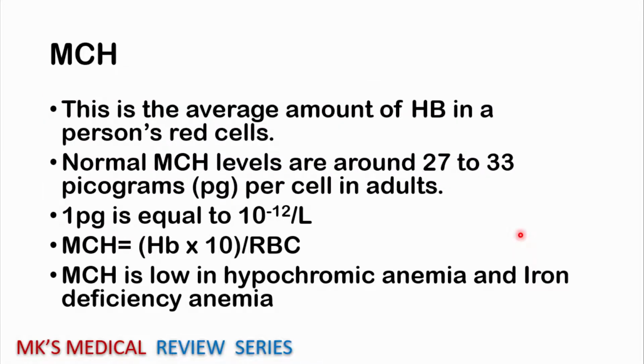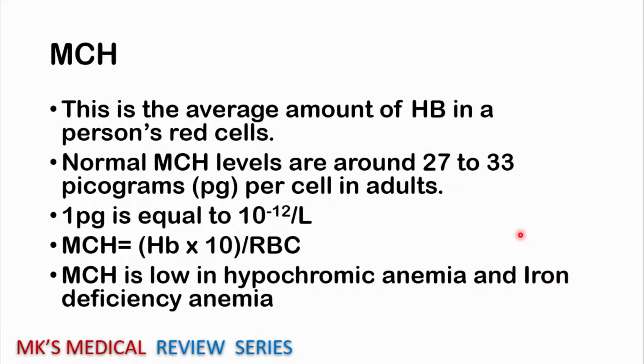Moving on to the mean corpuscular hemoglobin, this is just simply the average amount of HB in a person's red blood cells. So the normal is going to be 27 to 33 picograms per cell. So 1 picogram is going to be equal to 10 to the power minus 12 per liter.